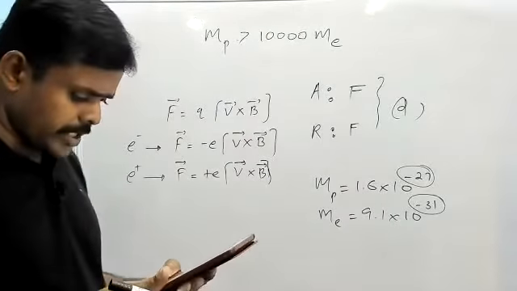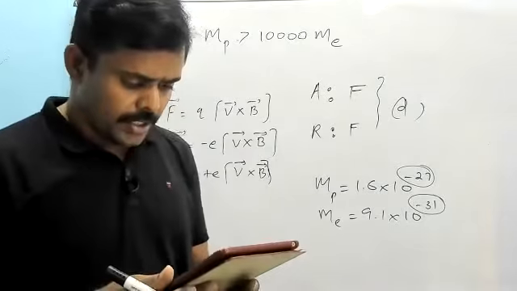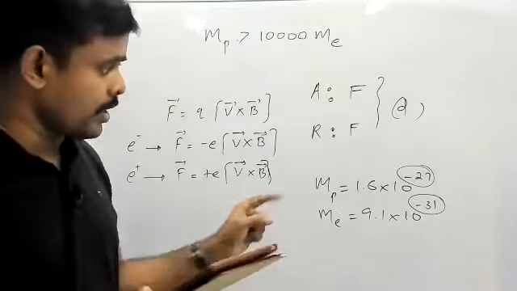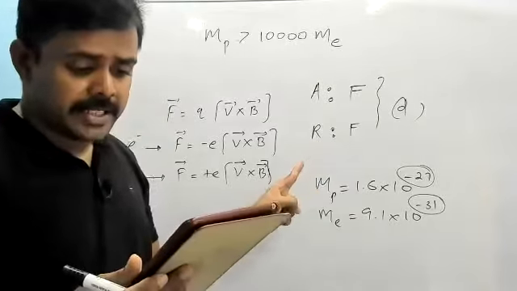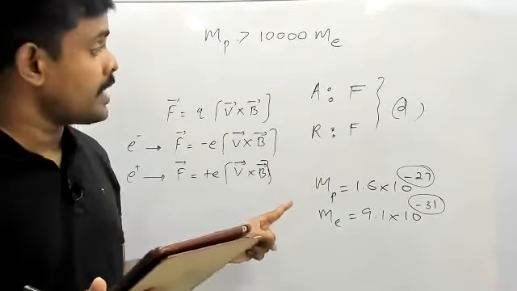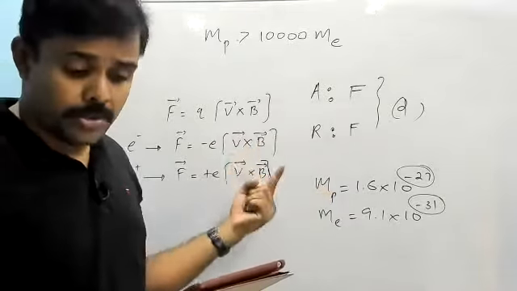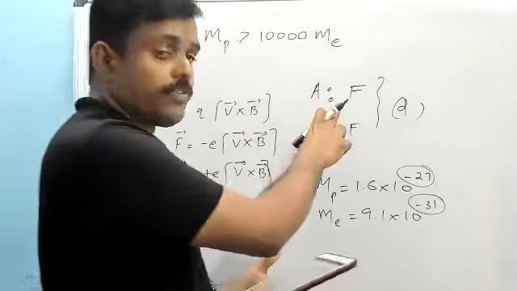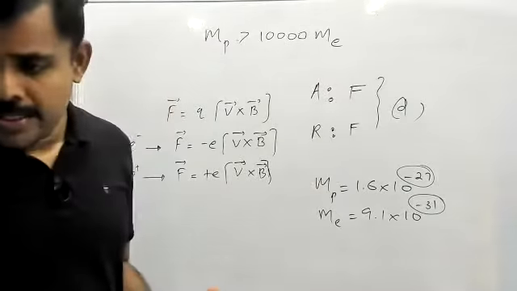They say the proton experiences more force. That is wrong, so the assertion is wrong. The reason says that the mass of a proton is 1999 times more than that of an electron, but that is wrong. The mass of a proton is about 10,000 times greater than that of an electron. Assertion is false, reason is false. So the answer is option D.